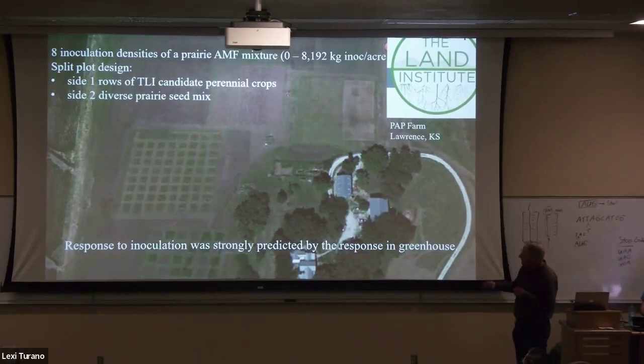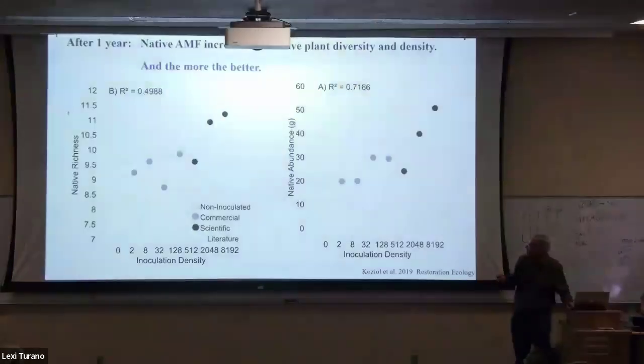And the response to inoculation was predicted. The response that we got in the greenhouse for those candidate crops predicted how responsive they are to native prairie fungi density in the field. So, confirming that the work that we're doing in the greenhouse is meaningful for what we see in the field.